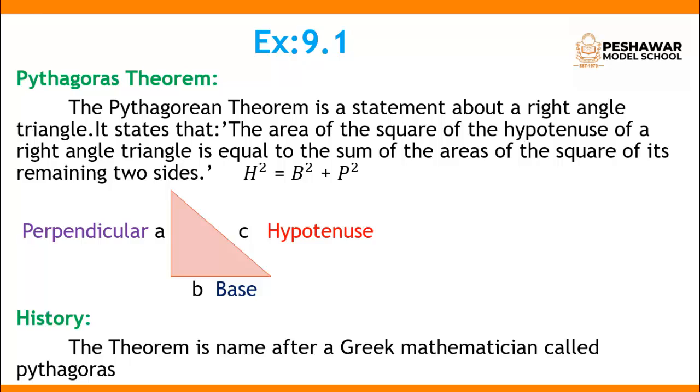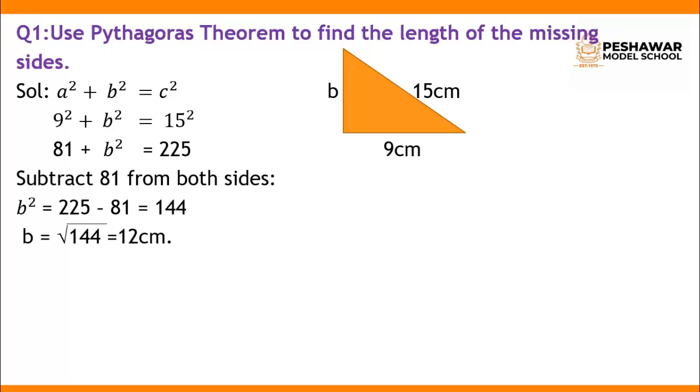Now my dear students, let's see this. Use the Pythagoras theorem to find the length of the missing side. As we know the formula, a square plus b square is equal to c square. As you see in this figure, there are three sides: base, perpendicular and hypotenuse. In this question we have to find the base b. So in this question a is equal to 9, the value of b is missing here, and c is equal to 15.